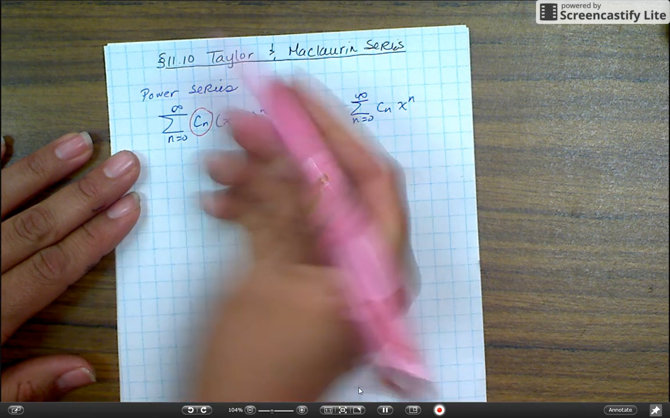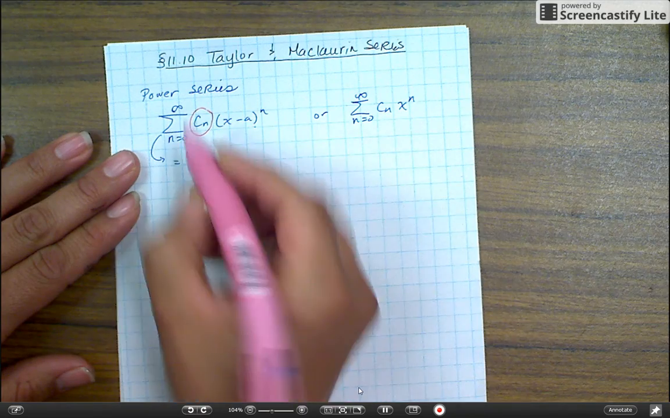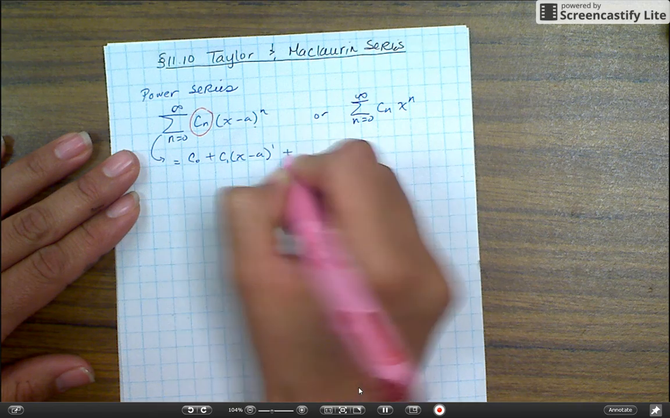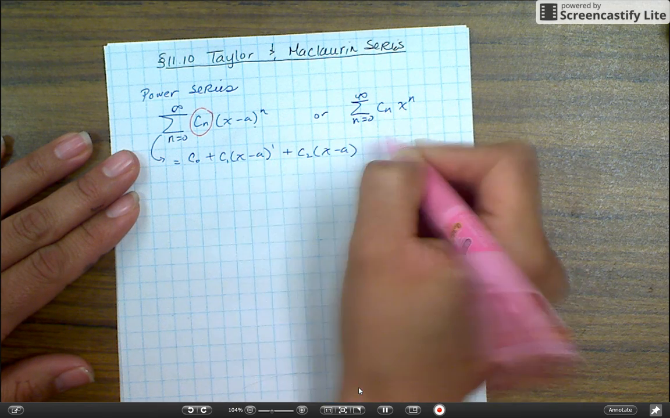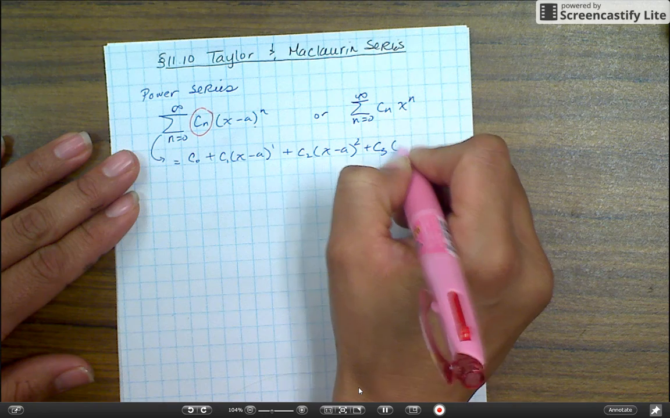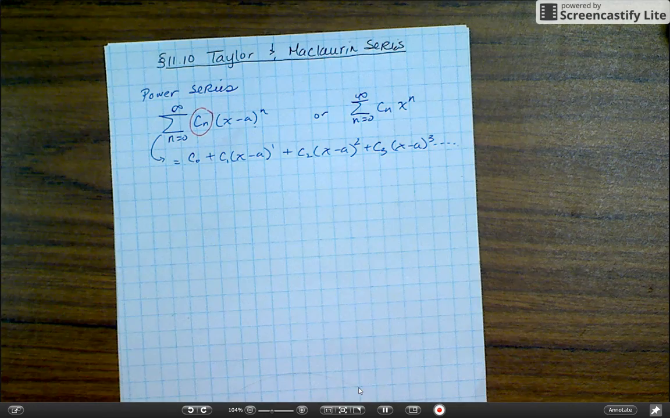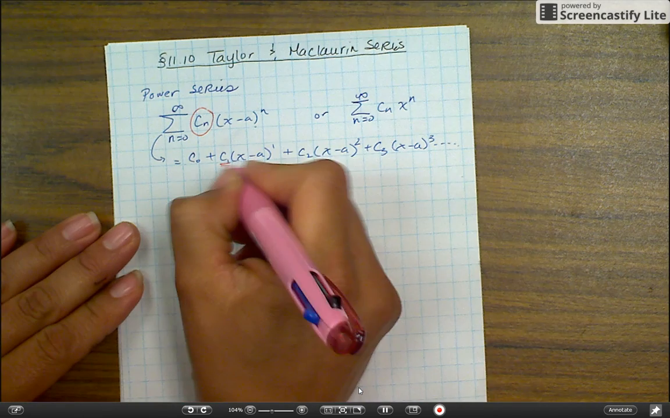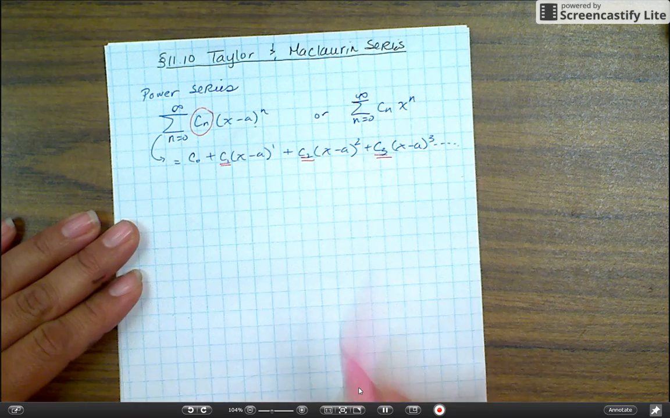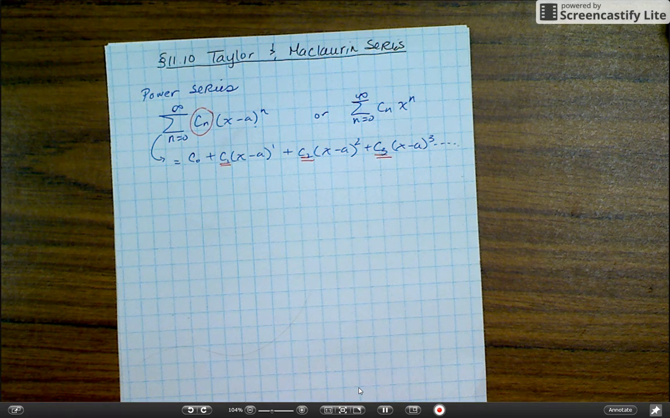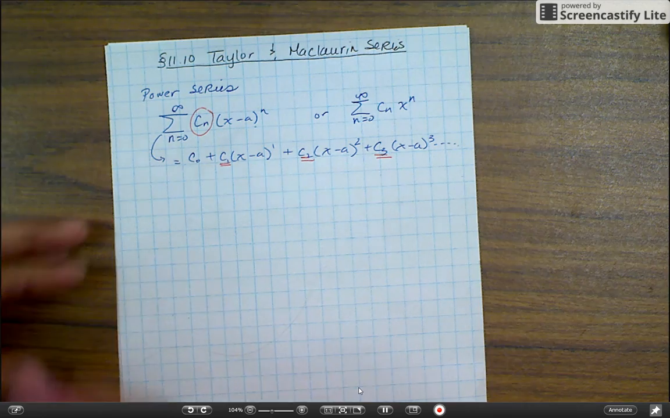So if I were to expand this one, it would be equal to C naught plus C1 (x minus a) to the first plus C2 (x minus a) to the second plus C3 (x minus a) to the third, dot, dot, dot, on forever and ever. Each one of these terms has its own unique coefficient, whatever our coefficient formula is. Okay, so now enter Taylor series.